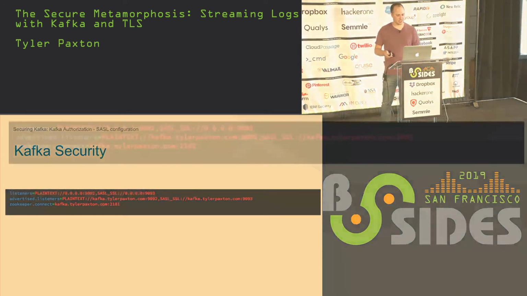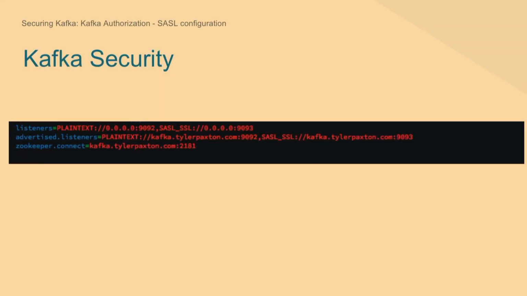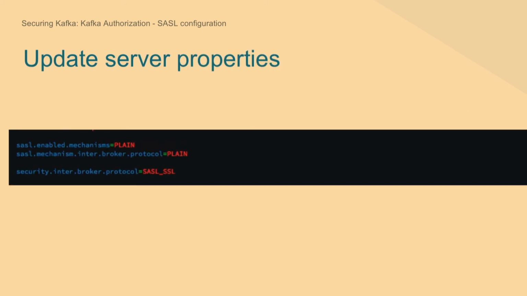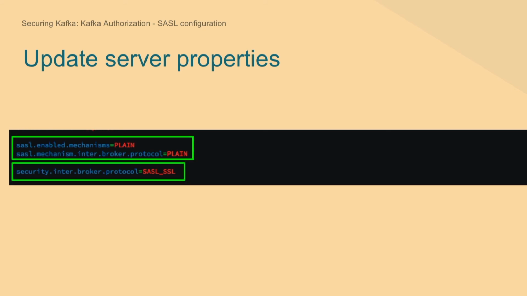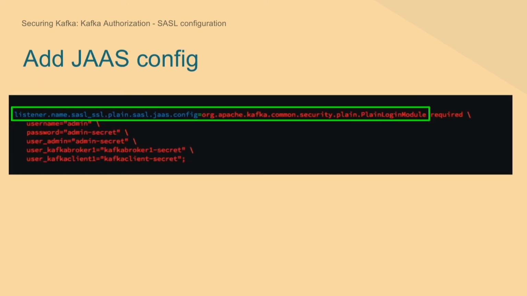So what that looks like is where before I had plaintext and SSL, I've changed SSL to be SASL_SSL. And then I have a couple of additional server properties here telling it which type of SASL to use. And I'm also telling it to use SASL authorization between brokers. We're not going to be able to see that today because, again, this is a single broker cluster.